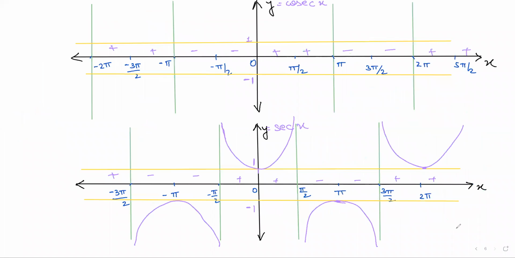So as you move from 0 to pi, the value is shifting first from infinity to 1, decreasing from infinity to 1, and then from 1 to infinity. Similarly, here the value will increase from infinity to minus 1 and then decrease from minus 1 to infinity. This curve will repeat itself.